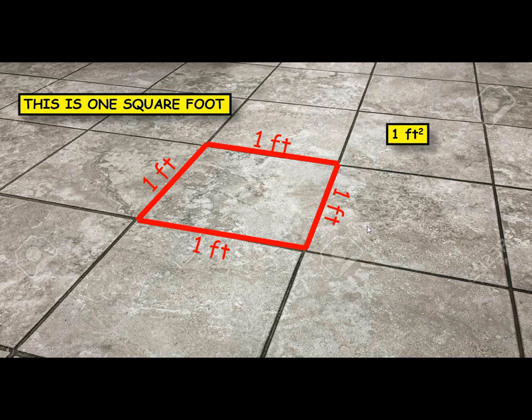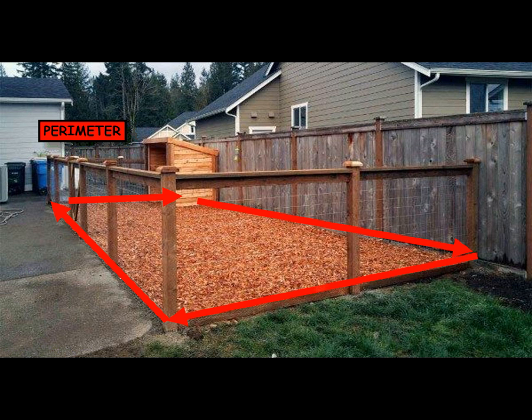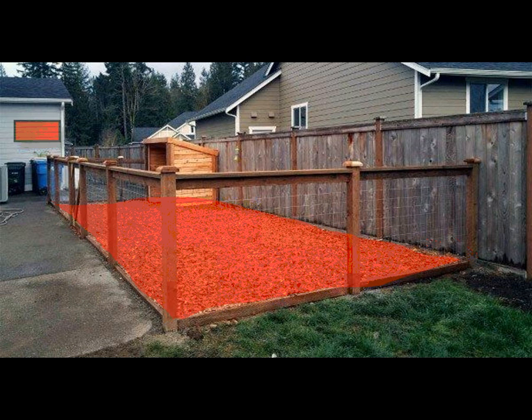And when we talk about area, we're talking about how many of these little squares would fit on the floor of that room. In other words, say this is the pen outside your house for your dog. If you need to know how much fence you need to build, how many feet of fencing you'd need, that's perimeter. However, if you wanted to measure how much ground your dog has to run around on, that's area.